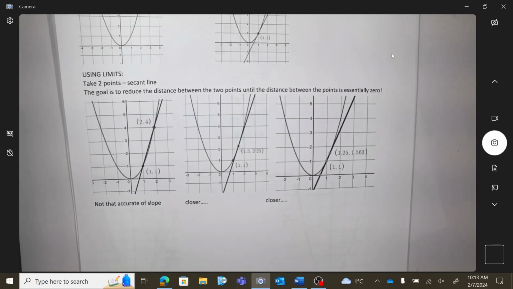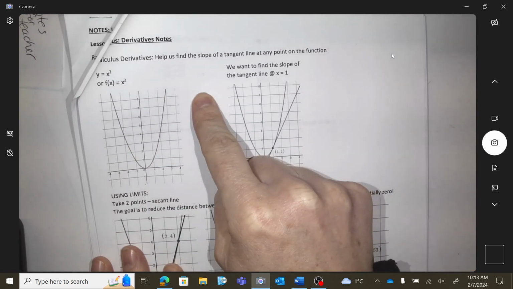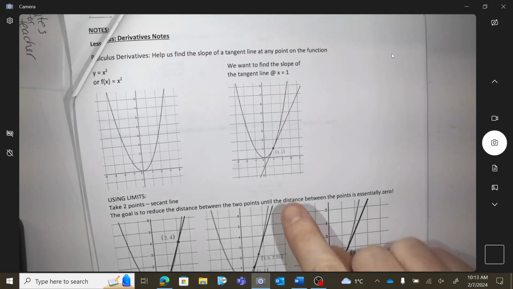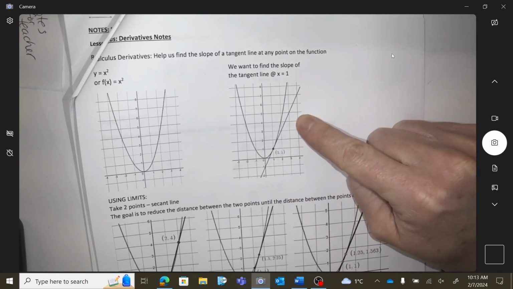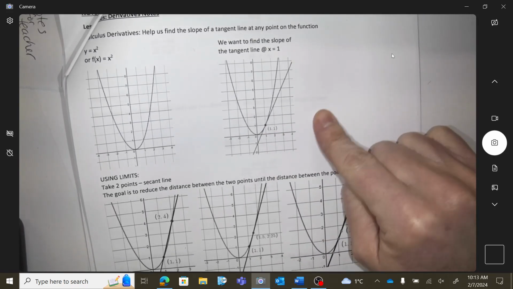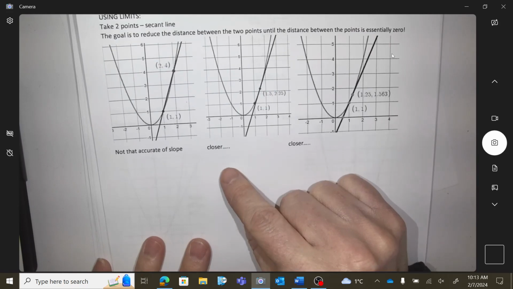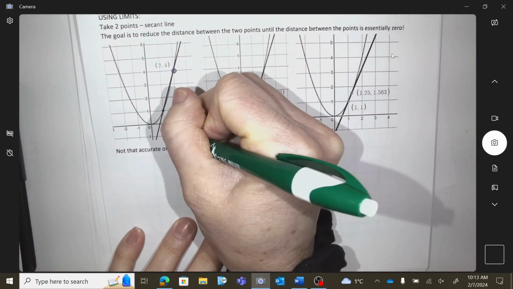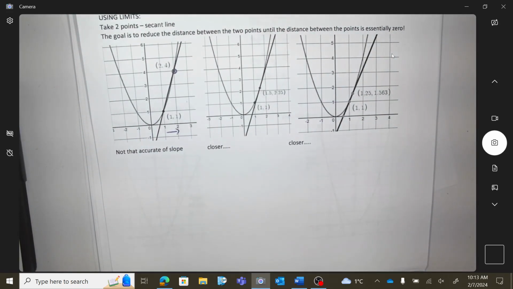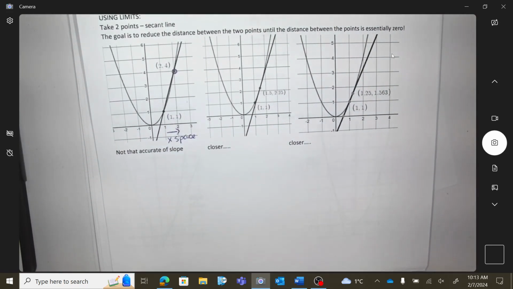So in your notes package, I'm just reinforcing kind of the visual of something. So again, here's a function, which is a parabola, y equals x squared. So if I want to know the slope exactly at 1, this is what it would look like, okay, which is called a tangent line. So here's a secant line. So you can see right here, I took a point. Look at how much x space there is between those points. Okay, look at all the x space that I have between those points.